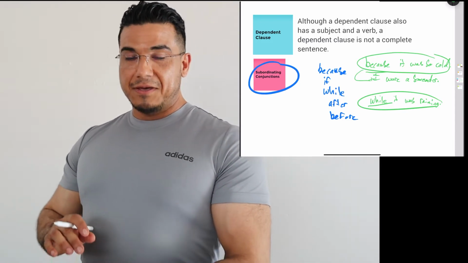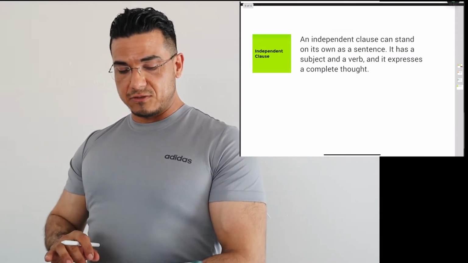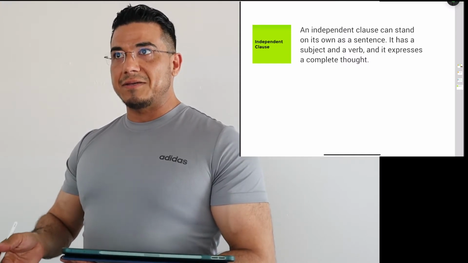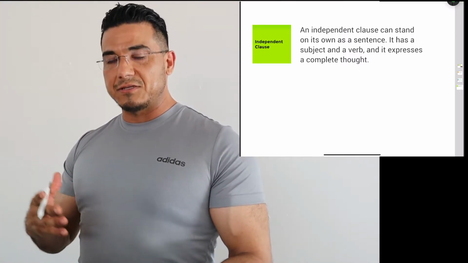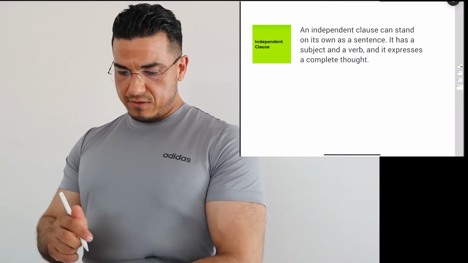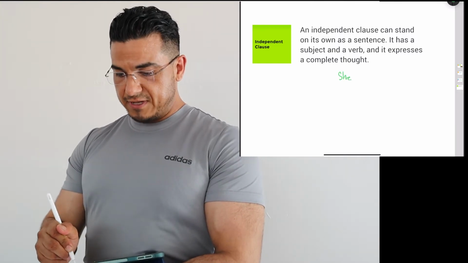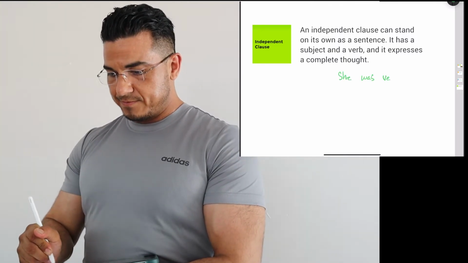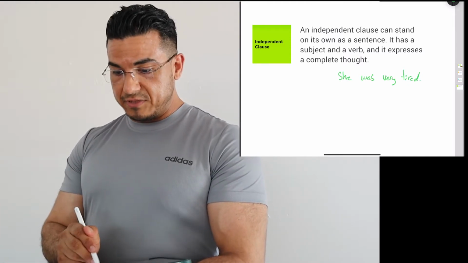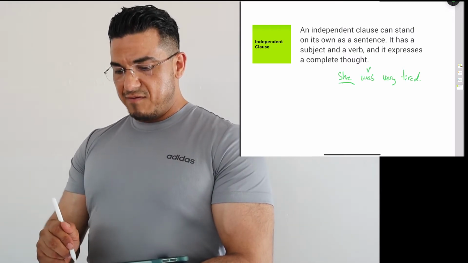Okay, let's go ahead and move on to the independent clause, which we covered briefly just in that description of a dependent clause. All right, now for an independent clause, it's a clause insofar as it contains a subject and a verb, and it also expresses a complete thought, right? You can say, she was very tired. And these are very basic sentences. Here we've got our subject, she, right? Well, she was is going to be our verb, very tired.